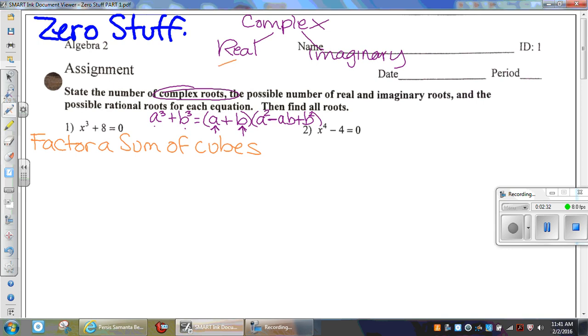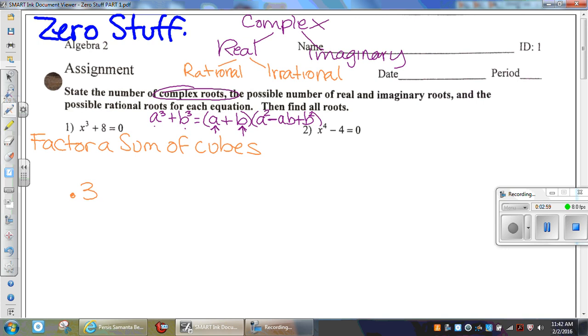Now, real can also be divided into two subsets. One of those is rational, and the other one will be what? Irrational. So what are rational numbers, guys? 1, 2. 1/2. How about 0.3333? Sure. Yes, it is.